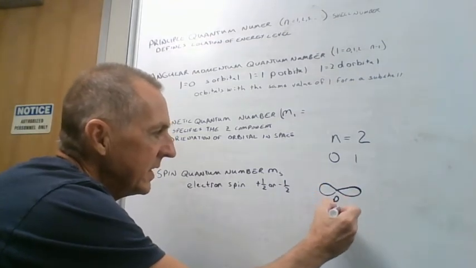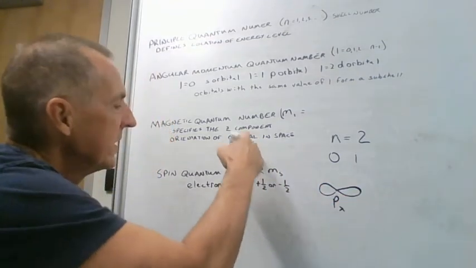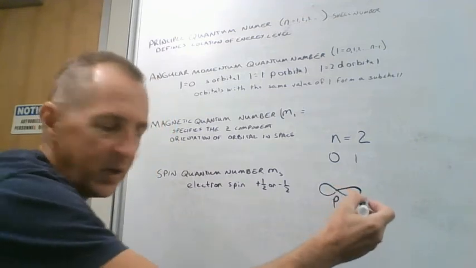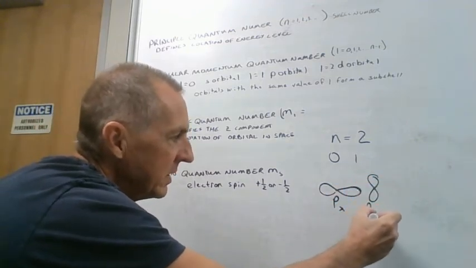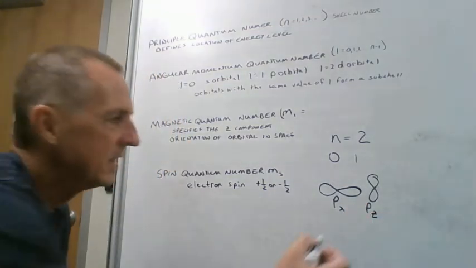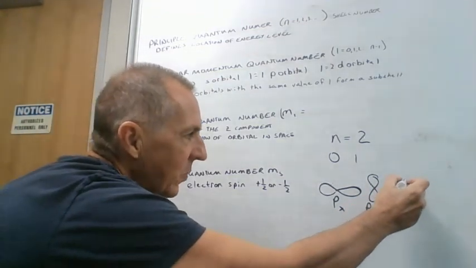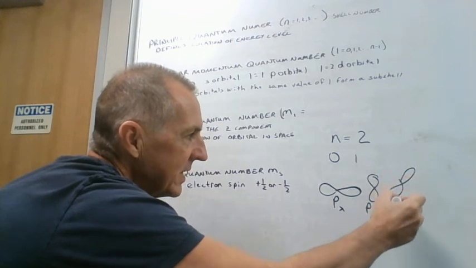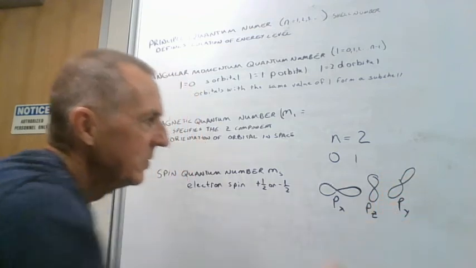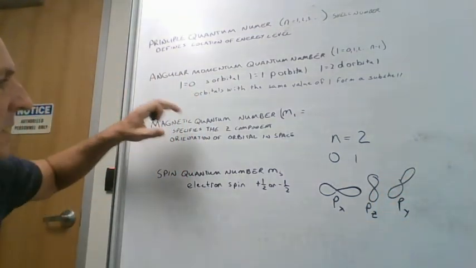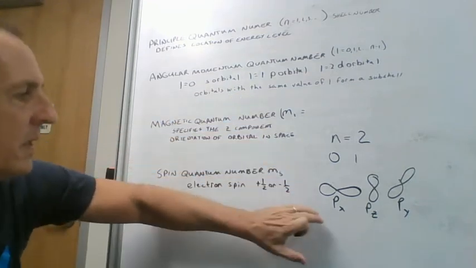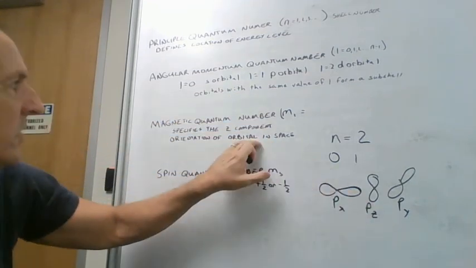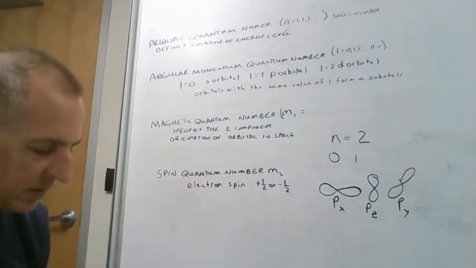And so if we kind of take them apart, what you end up having is a p that's in the x direction orientated in space. Then you have a p that's in the z direction orientated in space, and then you have one that's in the y direction, which I guess is going to be coming out towards you. And so once you get to this p shell, then you have 3 different orientations with your magnetic quantum number.